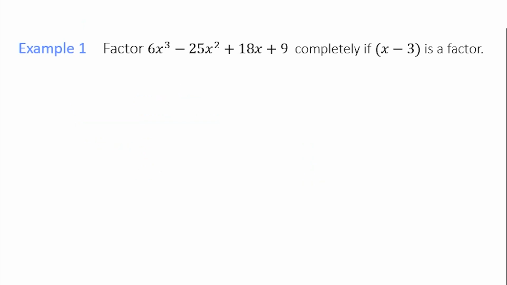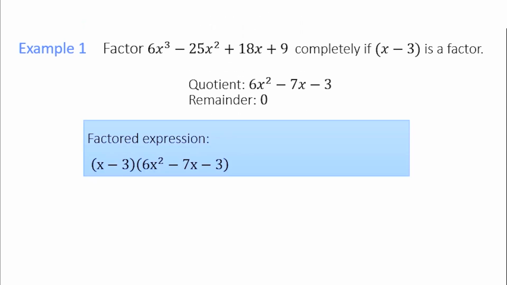Now let's check if we answered the question. Well, the task wasn't simply to divide, it was to factor completely. So I know that x minus 3 was a factor, my quotient is my other factor, so I can write up my polynomial in a factored form. But is it the fully factored version of the polynomial?